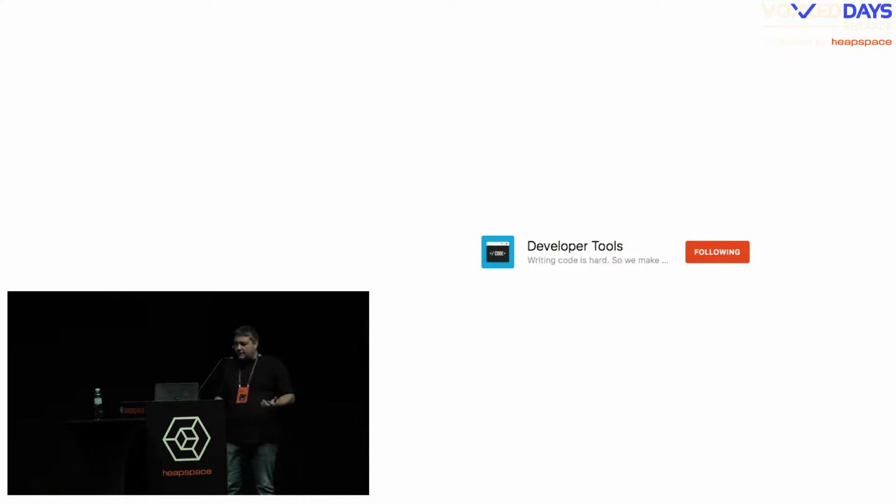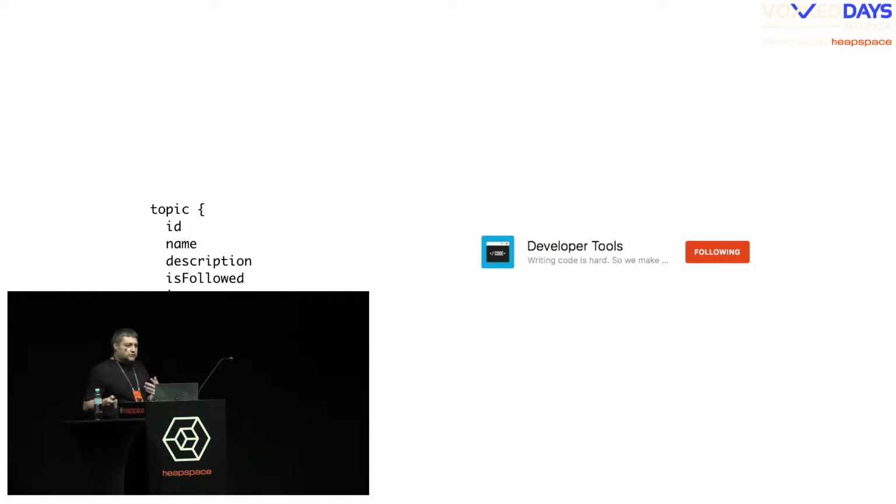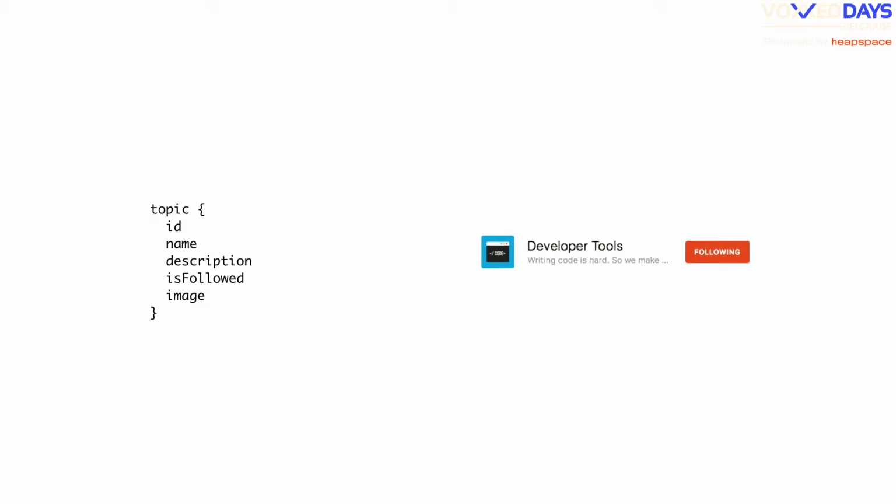If I have to think about it, a topic needs an ID, because everything needs an ID to be identified. We need a topic name so we can display it. We need a description for the topic so the user can actually know what this topic is about. We have an image for the topic because people like images and GIFs. And we need a status to know if the currently logged-in user actually follows this topic or doesn't, so we can show the follow button with different states. So how do we get this data from the server?